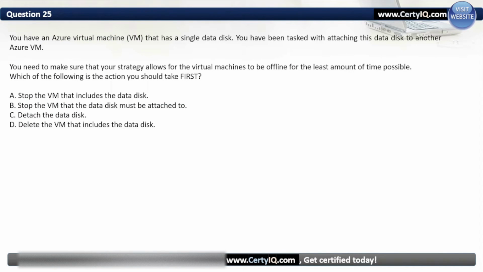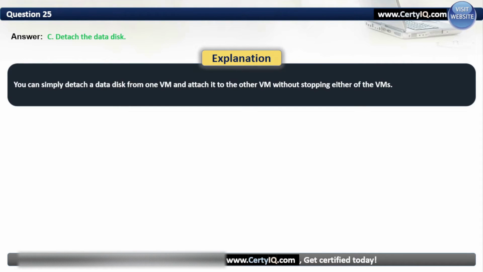Question 25. You have an Azure VM that has a single data disk. You have been tasked with attaching the data disk to another Azure VM. You need to make sure that your strategy allows for the virtual machines to be offline for the least amount of time possible. Which of the following is the action you should take first? The correct option is C. Detach the data disk. You can simply detach a data disk from one VM and attach it to another VM without stopping either of the VMs.